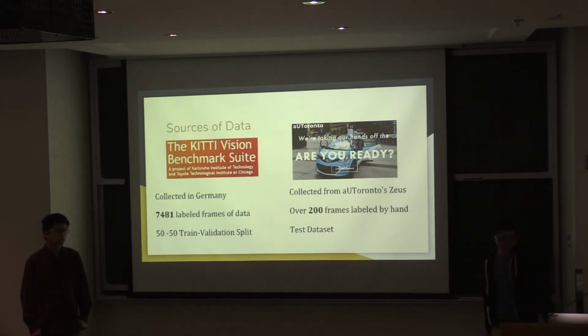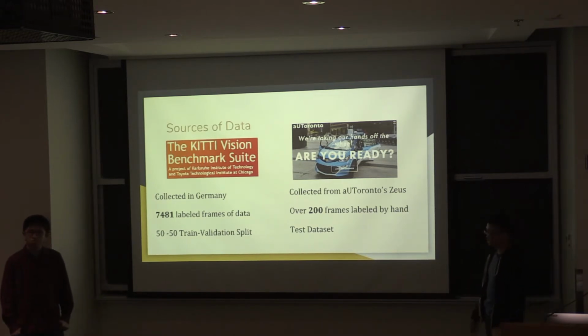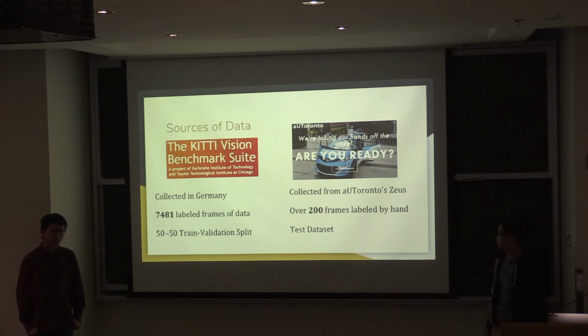There are two sources of data. There's a pre-labeled KITTI object detection data set that has about 7,000 frames of road images. We're just using this so that we don't have to label so much data. We use this for train and validation. To test, we collected about 200 frames labeled by hand from UFT's car Zeus.